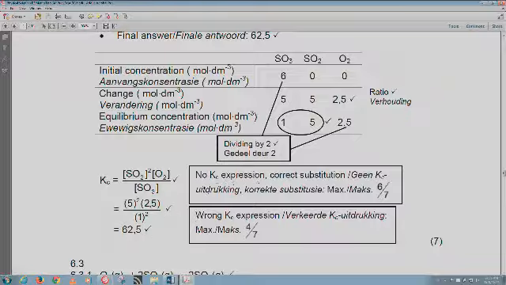Also here, if there is no KC expression, you still give the other marks. The learner will just lose 1 mark for the KC expression, then can get a maximum of 6 out of 7 marks. If the wrong KC expression is used, then the only marks that the learner will get are the ones in the table. Then the learner can get a maximum of 4 out of 7.